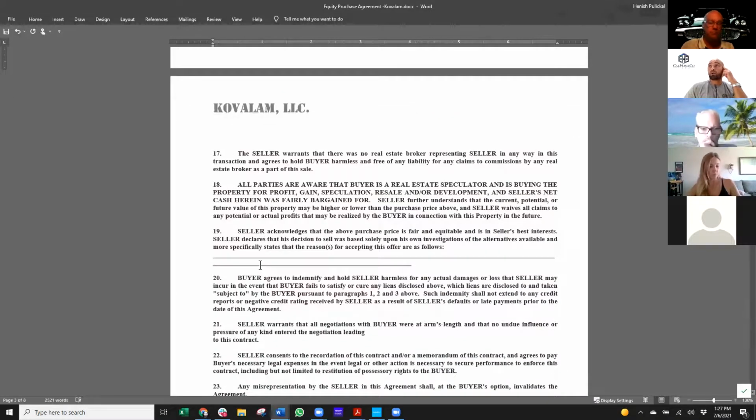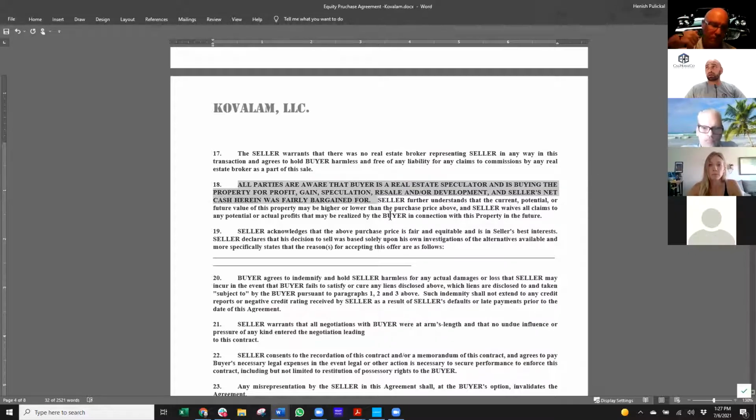Number 17, seller warrants that there is no real estate broker representing the seller in any way in this transaction and agrees to hold buyer harmless and free of any liability for any claims to commissions by any real estate broker as part of the sale, right? So it's just making sure that you verify that, nope, you didn't sign a listing agreement with someone else and that I owe someone 5 or 6% on the sale of this thing. Make sense?